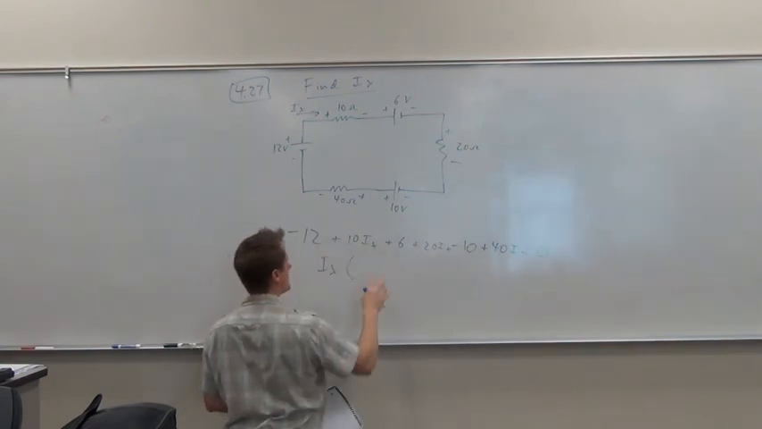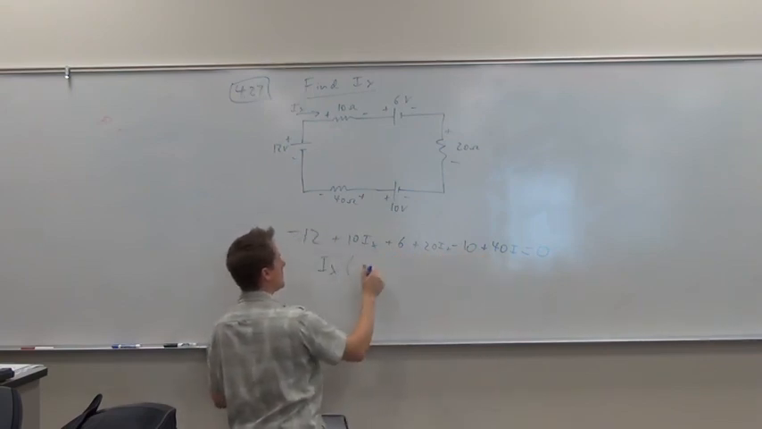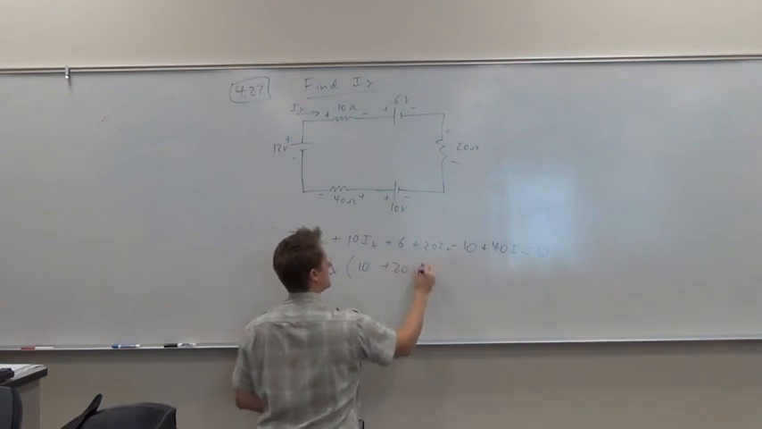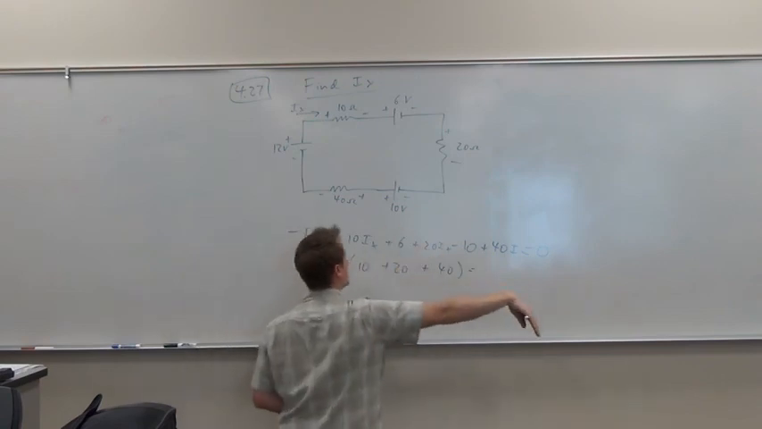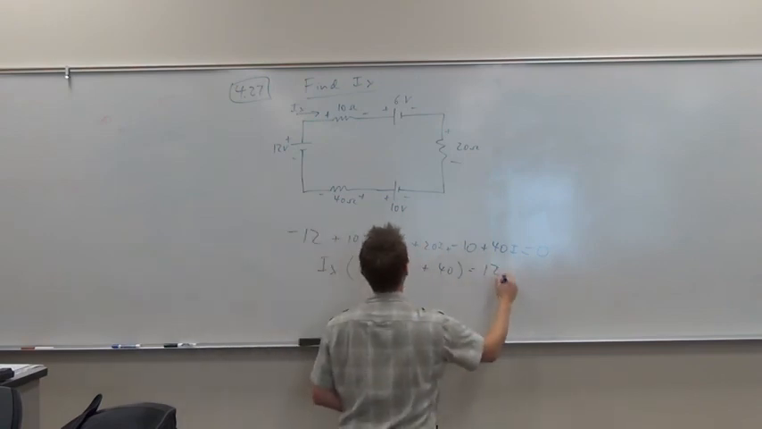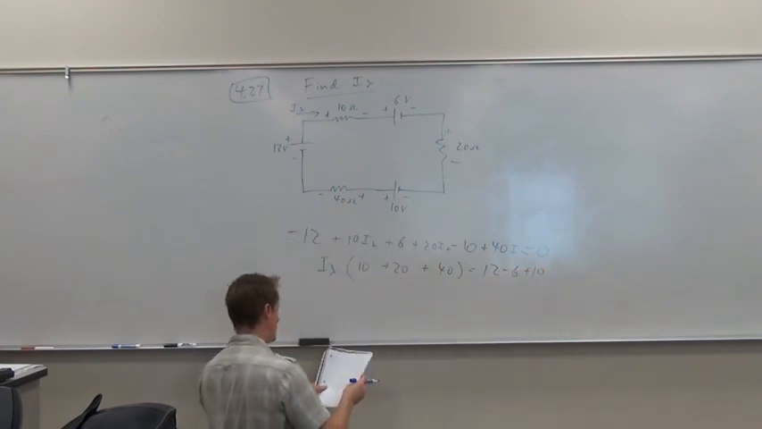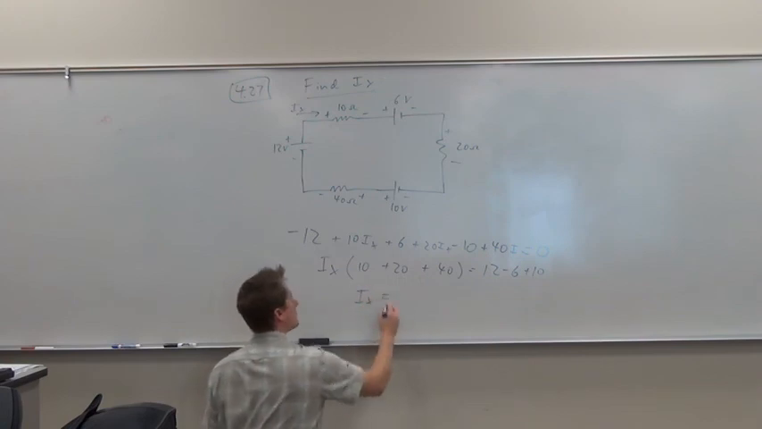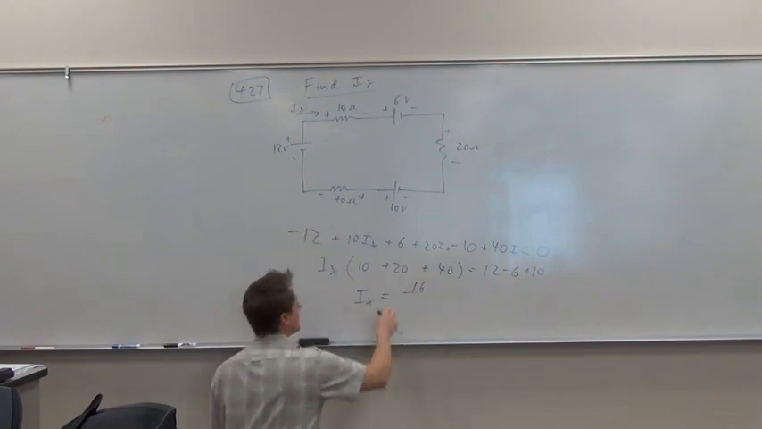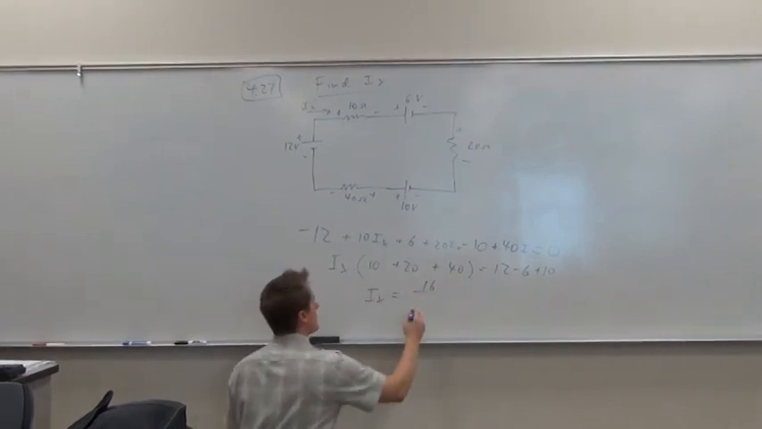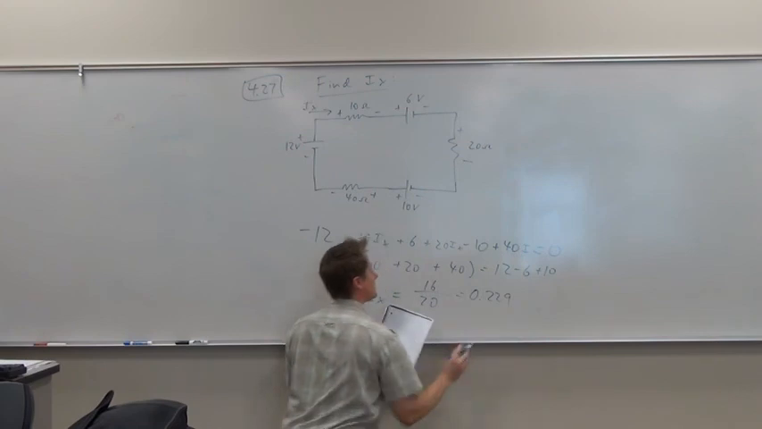I'm going to do two things at once. I'm going to group the Ix's together, and I'm also going to separate the numbers out. 10 plus 20 plus 40 equals, now I'm going to move the voltages onto the other side and change the sign. That's going to give me 12 minus 6 plus 10. It gives me Ix equals 16 over, what are all these added together? 70. That gives you 0.229.